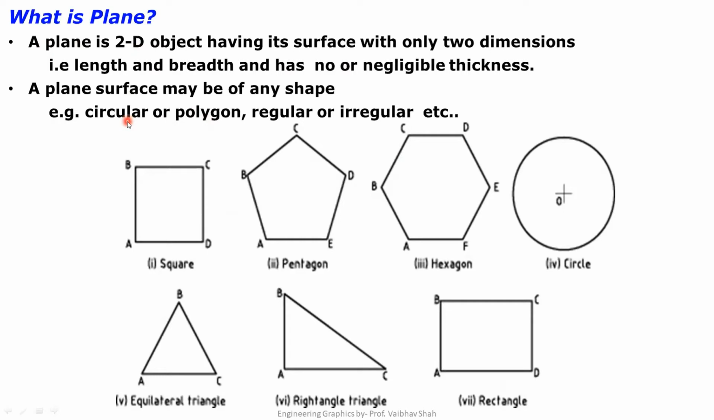Circular means circle, semicircle, or a quarter circle. Polygon means multiple, gon means sides. So any object having more than two sides is known as polygon. This polygon can be divided into two categories, regular polygon or irregular polygon. Regular polygon means polygon having all of its sides of equal dimension, and irregular polygon means polygon having all of its sides with different dimensions or different lengths. In this topic, we'll be dealing with square, pentagon, hexagon, circle, equilateral triangle, right angle triangle, and a rectangle.